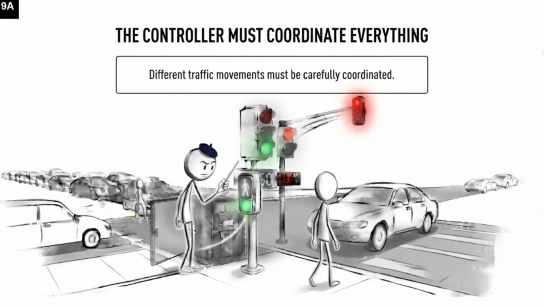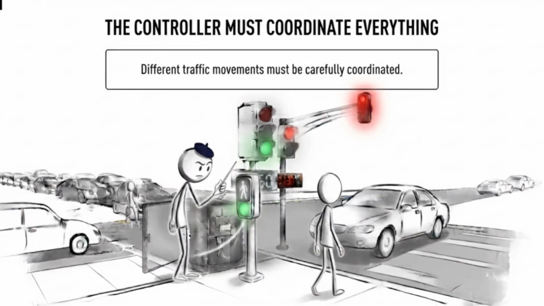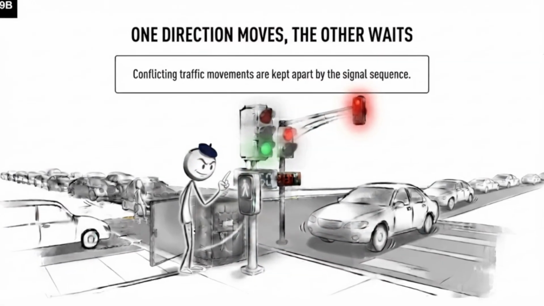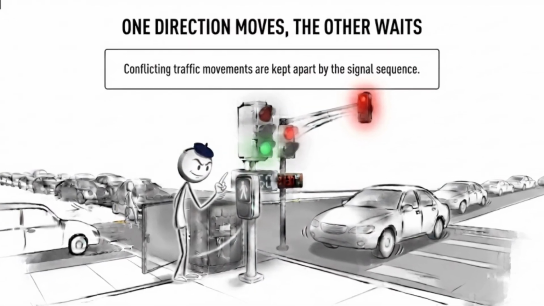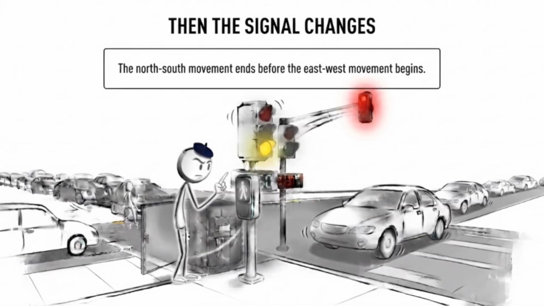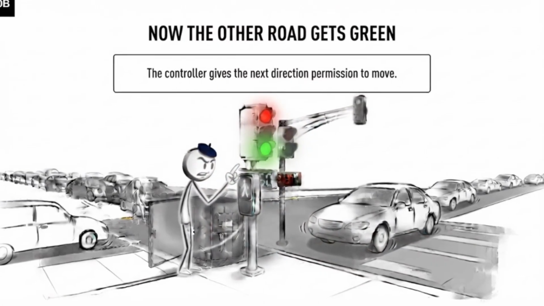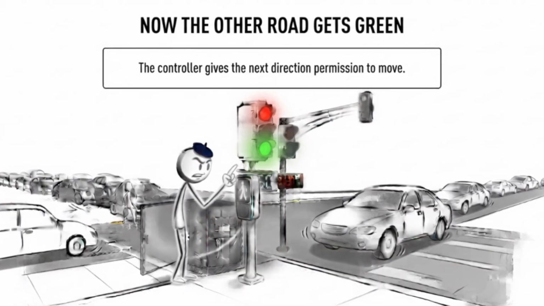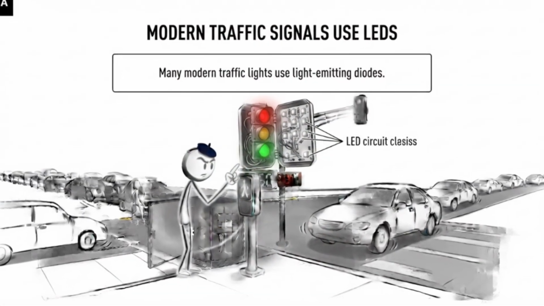This is why some intersections use vehicle detection systems. These systems can detect vehicles waiting at the intersection and send information to the controller. One common method uses sensors installed in the road. These sensors can detect the presence of a vehicle waiting above them. Other systems may use cameras, radar, or other detection technology to monitor traffic.